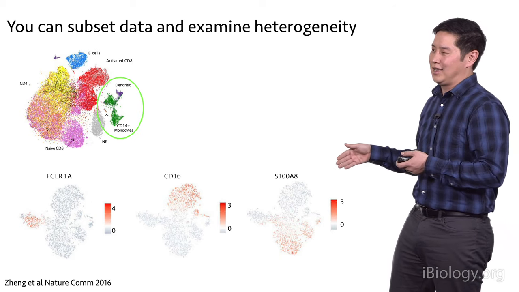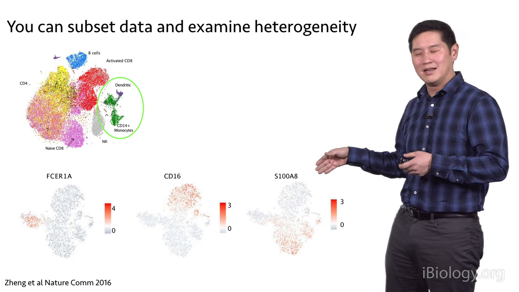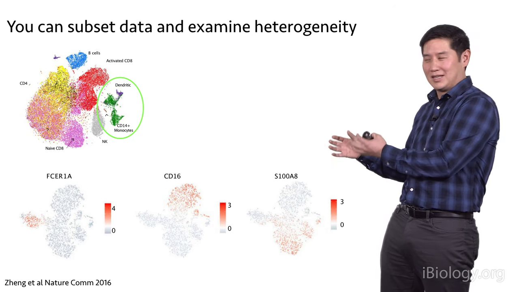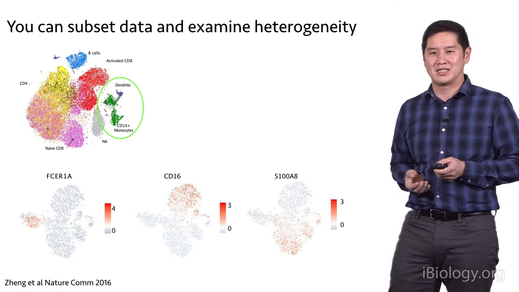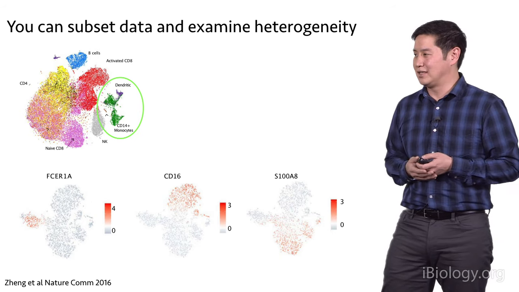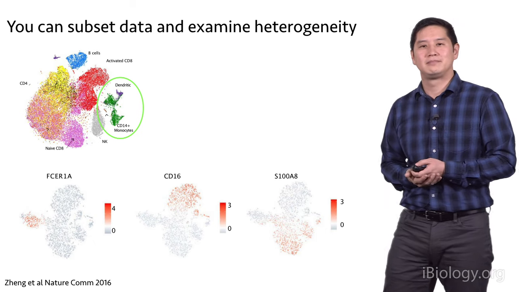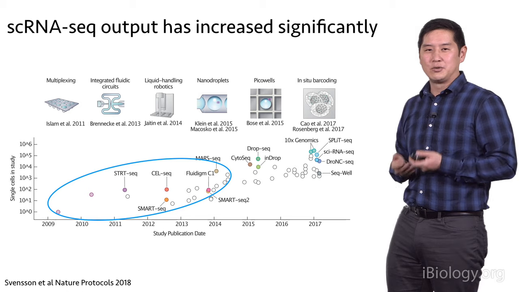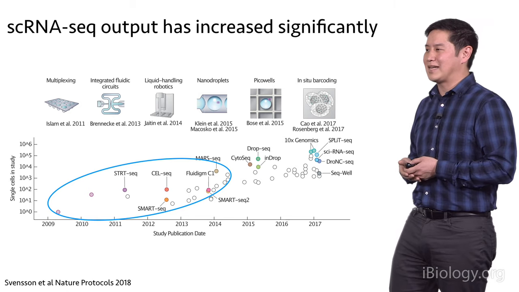So if you identify an interesting cluster, you can dig down to see whether a gene expression signature is specific for a subset within a cluster. And this is really the power of single-cell sequencing, that you get a very high-dimensional readout of the data that you can't get with other methods. And so the output of single-cell sequencing methods has really increased significantly over the past decade.